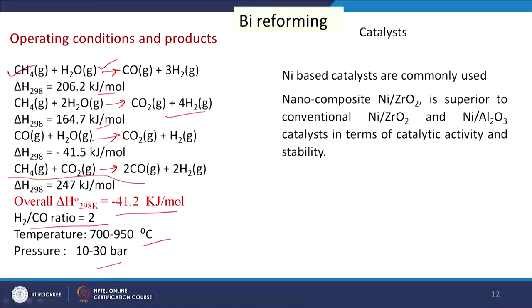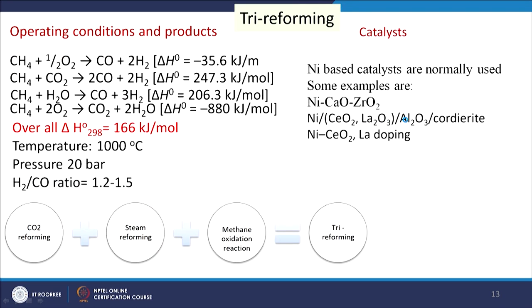So, it helps to reduce the carbon emission and increase the carbon footprint. And so, here also nickel based catalysts are used, and the nanocomposite, that is nickel zirconium oxide, is superior to conventional nickel zirconium oxide. That means efforts are on to develop superior quality catalysts using nanoparticles for this particular process. And then we will discuss the trireforming.